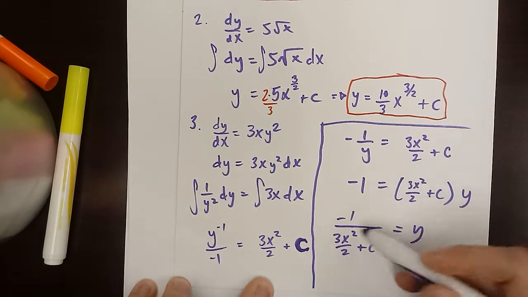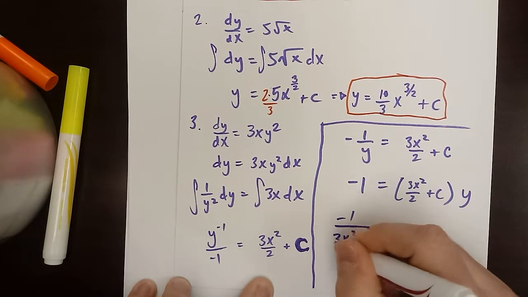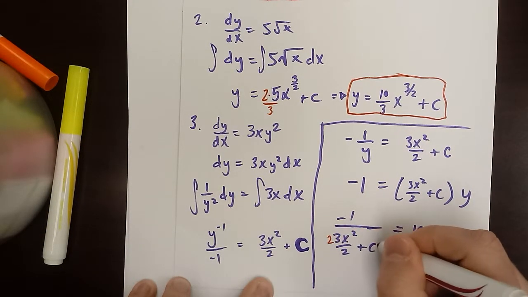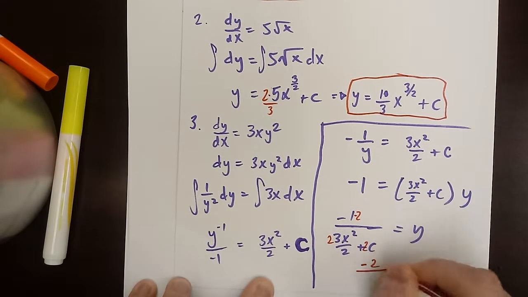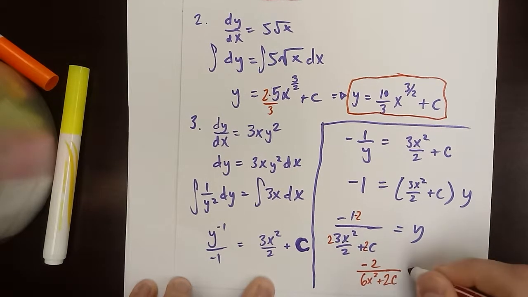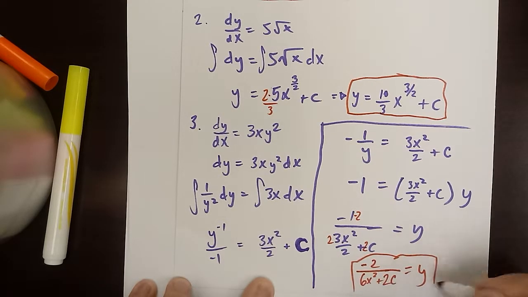I am going to have to multiply this fraction because that's a 2, so we're going to do 2 and then times 2 and then times 2, and we get negative 2 over 6x squared plus 2c, which we could call a c2 if we want, is equal to y. But yeah.